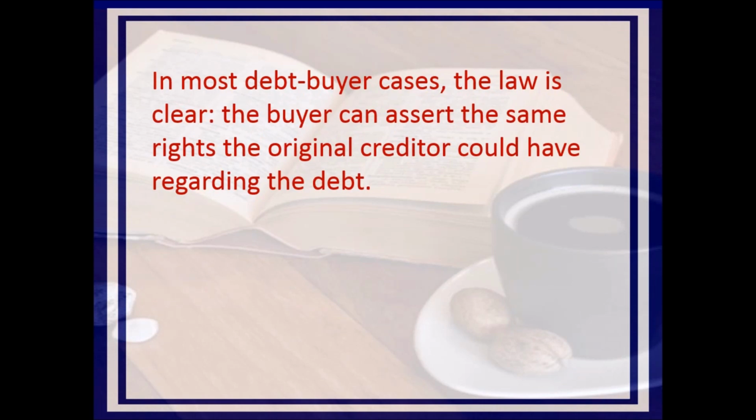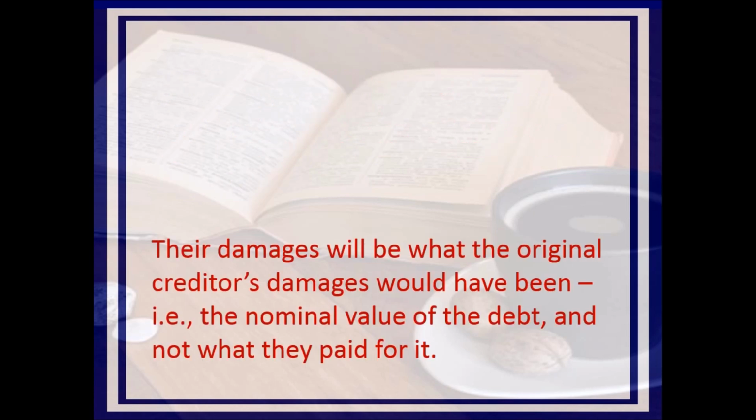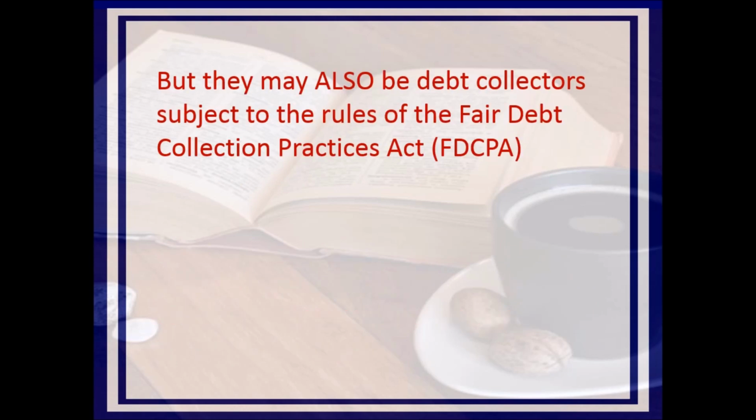In most debt buyer cases, the law is clear. The buyer can assert the same rights that the original creditor could have regarding the debt. Their damages will be what the original creditor's damages would have been, i.e. the nominal value of the debt, and not what they paid for it. But they may also be debt collectors subject to the rules of the Fair Debt Collection Practices Act. So that would control and affect the way they collect the debt rather than their rights to the debt.